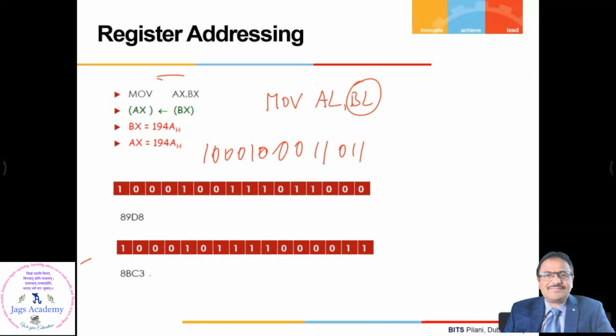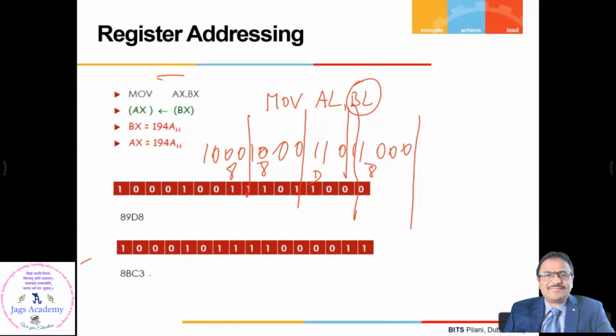Okay. And what will be AL? What is R by M? 0 0 0 is R by M. Can you tell me what is the machine instruction? Make a 4 bit group. Tell me the answer fast. 88D8. Fine. Have you understood this now? Yes. Okay. This is very easy because it's only register to register.